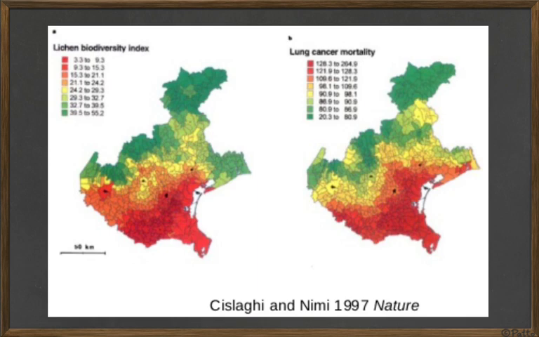So do lichens cause lung cancer? No. Probably what's happening here is that lung cancer is related to the air quality. Lichens biodiversity, we know, is related to air quality. So the lichens here are actually indicating the quality of the air, and the quality of the air is having an impact on the mortality by lung cancer. Indicator species, there it is.